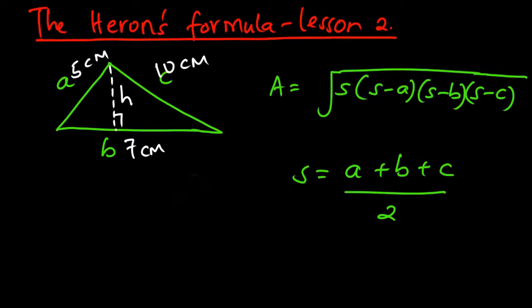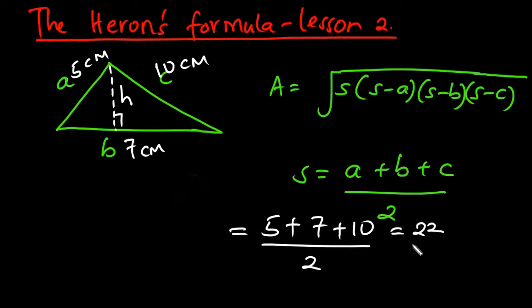So as we said during the last video, we start by getting the value of S, that is the semi-perimeter, and it's going to be the sum of all the three sides, so that is 5 plus 7 plus 10, and then divided by 2. So it's going to be 5 plus 7 is 12, plus 10 is 22, so it's going to be 22 divided by 2, and that will be 11.